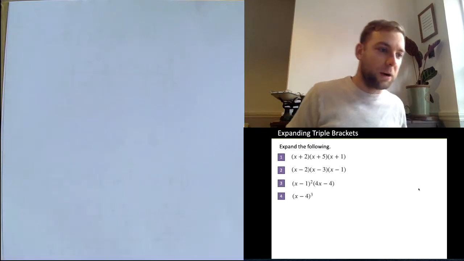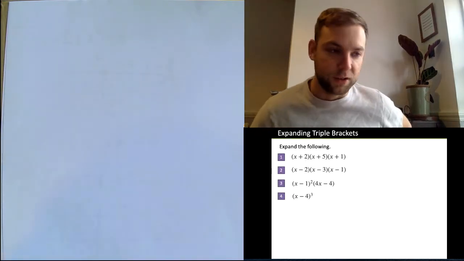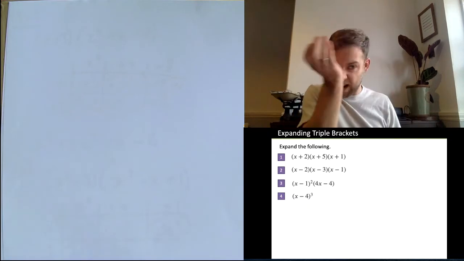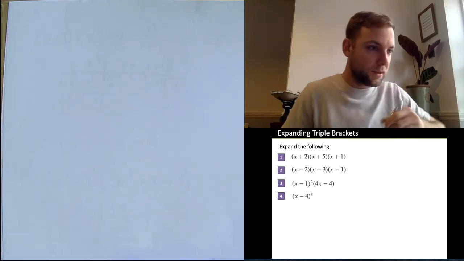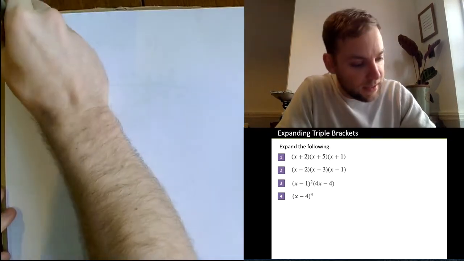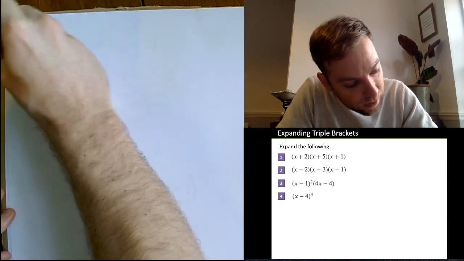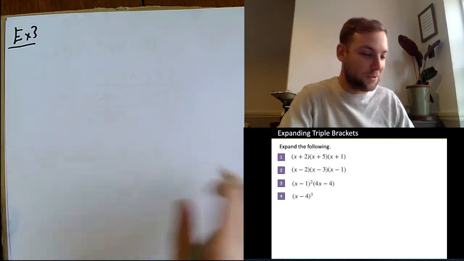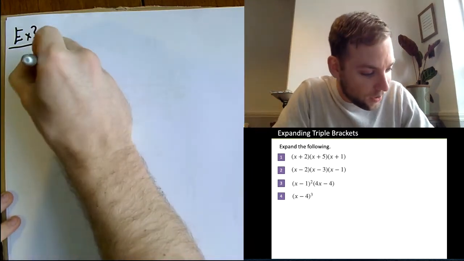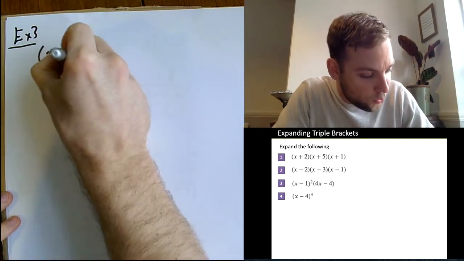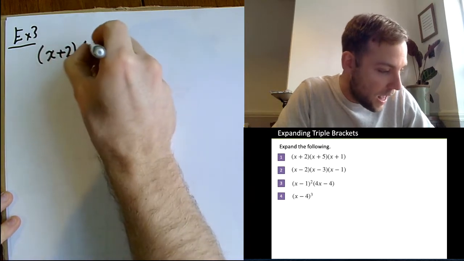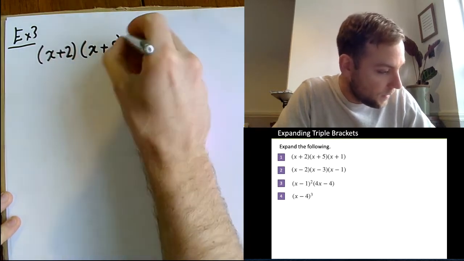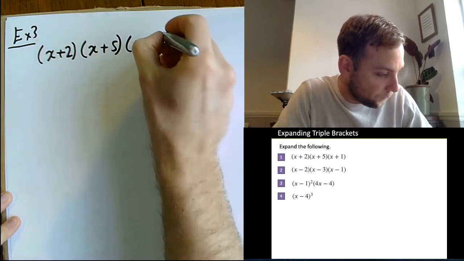Let's have a go now. I've got 4 questions here for us to have a go at, and then I've got loads for you to have a go at yourself. So let's have a go at this first one here. Now, this is example 3. Make sure you get it in your notes, because remember, the only way to learn maths is to do it. So, here we've got x plus 2, x plus 5, and x plus 1.